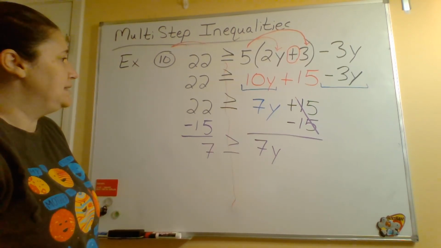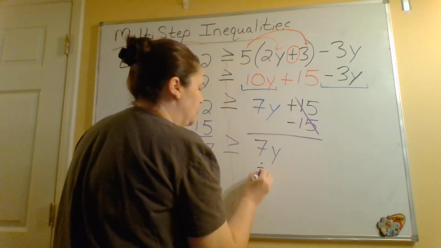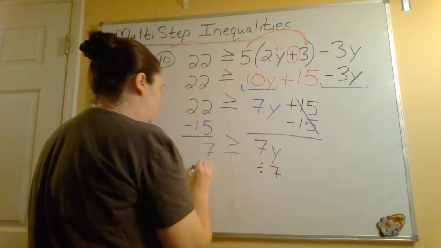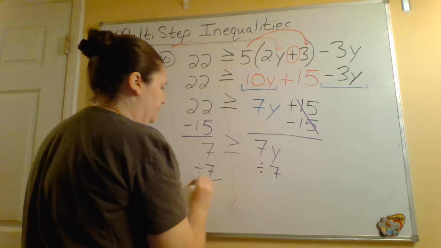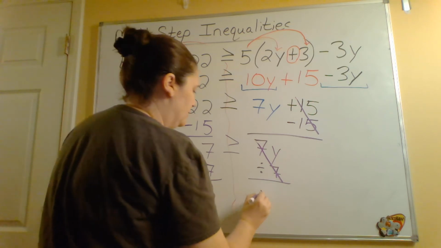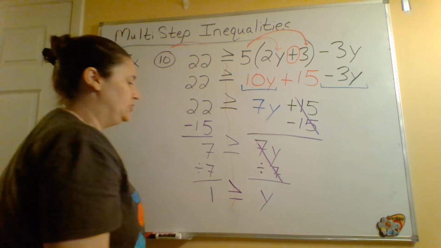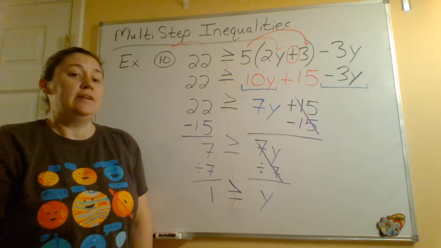Then my last step, y is being multiplied by 7. I need to divide by 7. Divide both sides by 7. When I divide by 7, I get 1 on the left, y on the right, greater than or equal to in between them. Now I'm almost done.